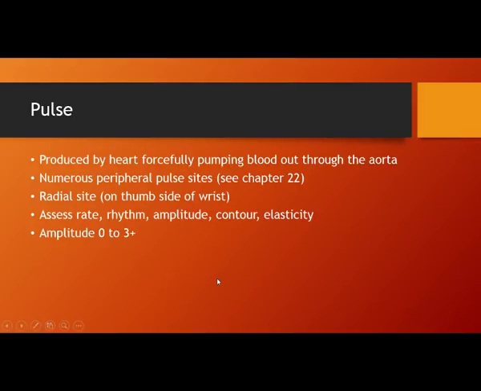The pulse is produced by the heart beating, and with each heartbeat, blood is forcefully pumped out and courses through the aorta and ultimately through all the arteries. And so those forceful ejections produce a pulse wave. There are many different sites where you can palpate a pulse, and we'll see all of those in chapter 22.